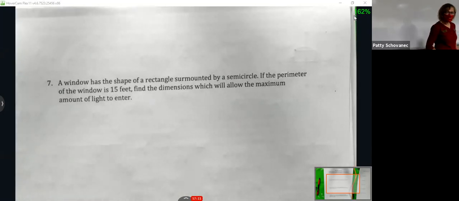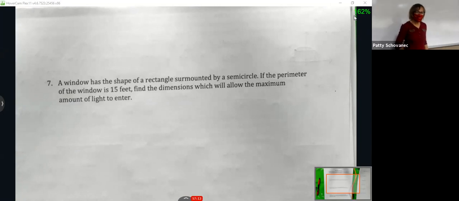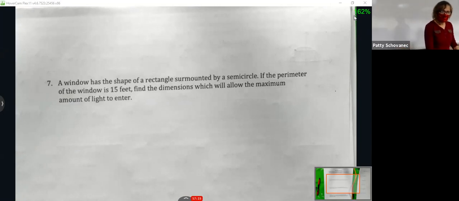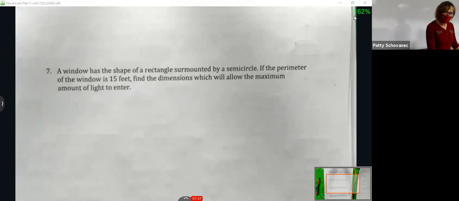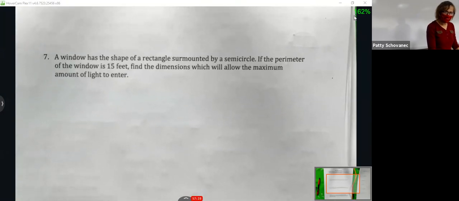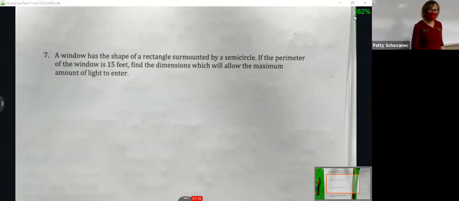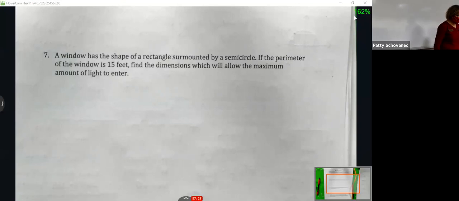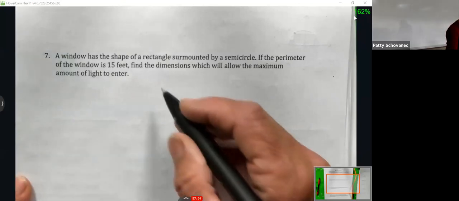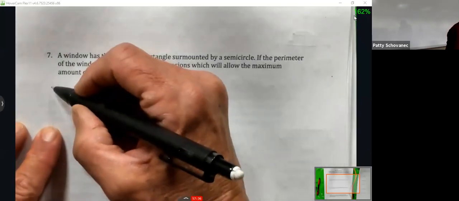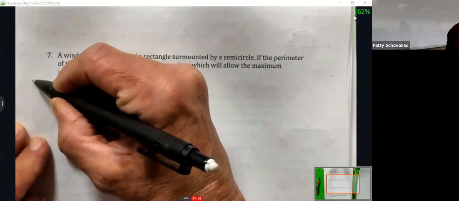A window has the shape of a rectangle surmounted by a semicircle. If the perimeter of the window is 15 feet, find the dimensions which will allow the maximum light to enter. Find the dimensions that allow the maximum amount of light to enter. Let me draw a picture and you can tell me what it is we're maximizing. Draw a rectangle with a semicircle on top of it.